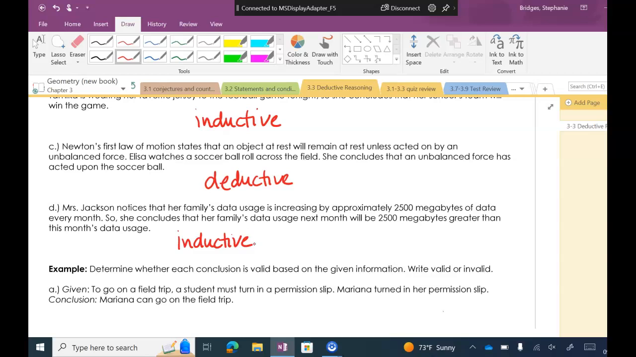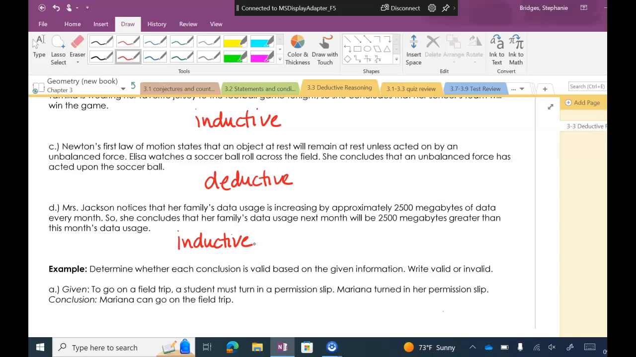Okay, all right. Now we're going to read a statement, and we're going to try to say if the conclusion is valid or not using the law of detachment. I'm going to explain how it goes as we go through it. It says, to go on a field trip, a student must turn in a permission slip. Mariana turned in her permission slip. The conclusion they're saying is that she can go on the field trip. Is that a valid conclusion or invalid?